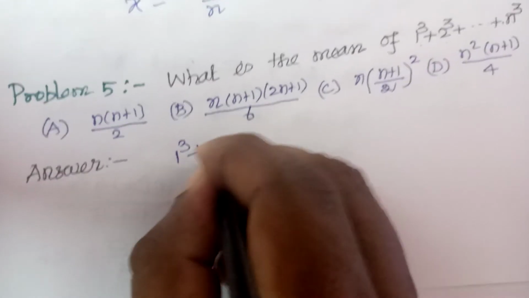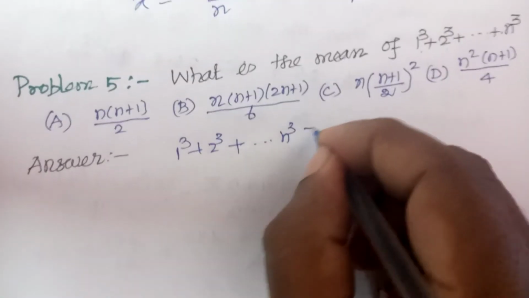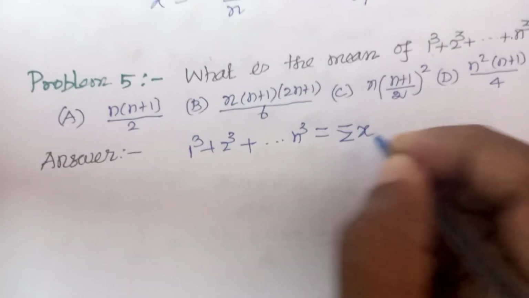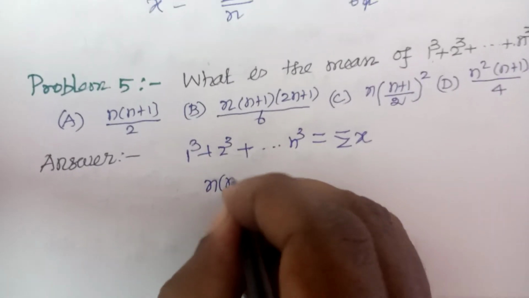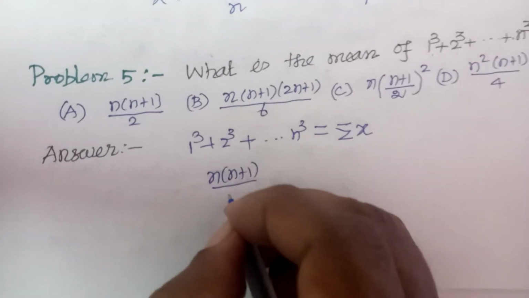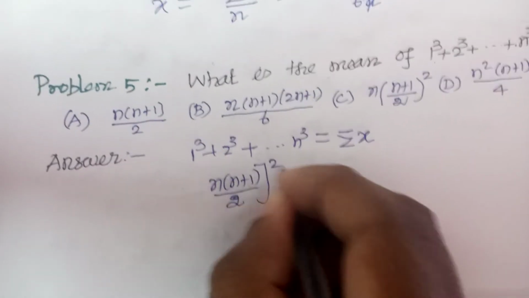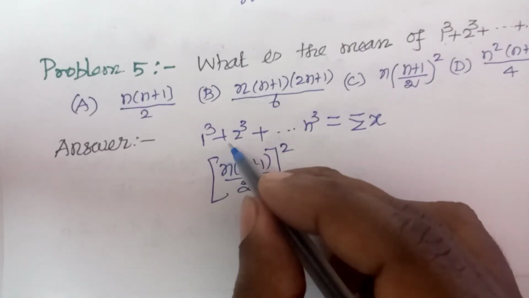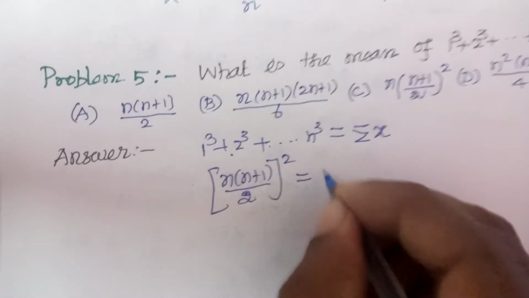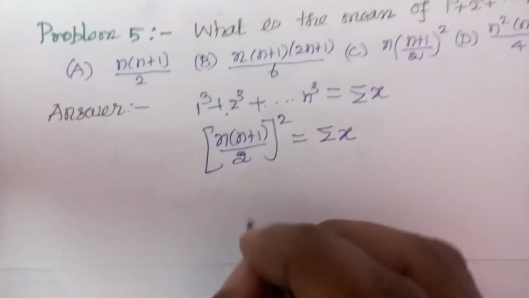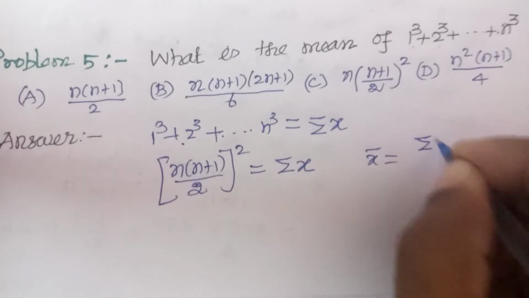1 cube plus 2 cube plus etc. n cube, which is the summation of x, some value, that is s. We know the formula. What is the formula? n into n plus 1 divided by 2 whole square, which is the sum of cubes of natural numbers, is equal to summation x. Right. Now the mean. What is the formula for mean? x bar is equal to summation x divided by n.